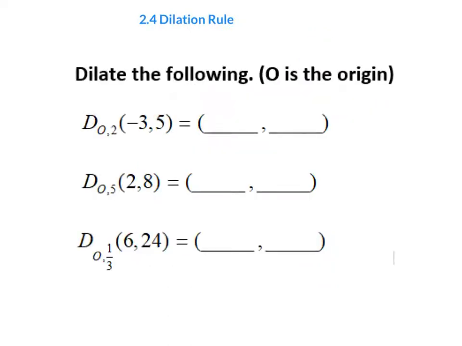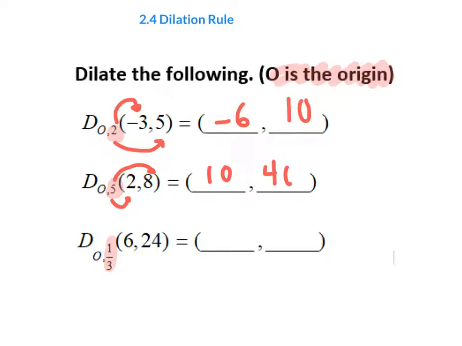Now, when you're dilating out of the origin, that whole idea of scale factor is very easy, actually. Again, it's how many runs and how many rises you have. So think of the x as runs. So this is just 2 times 3, negative 3 is negative 6. And 2 times 5 is 10. It's just simple multiplication when we're operating out of the origin. 5 times 2 is 10, and 5 times 8 is 40. And then here, 1/3 of 6 is 2, and 1/3 of 24 is 8.